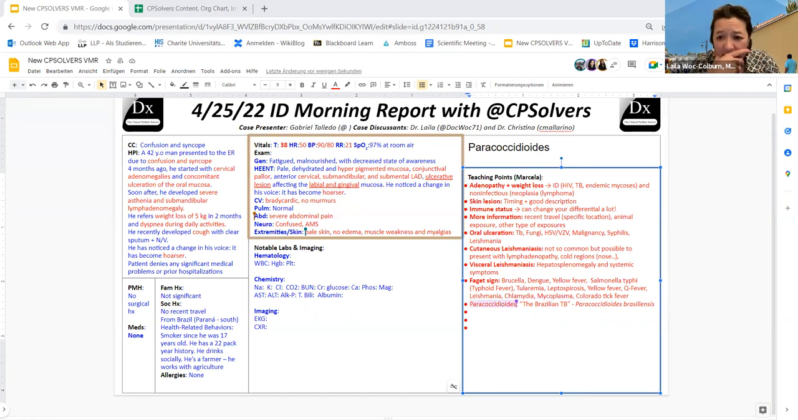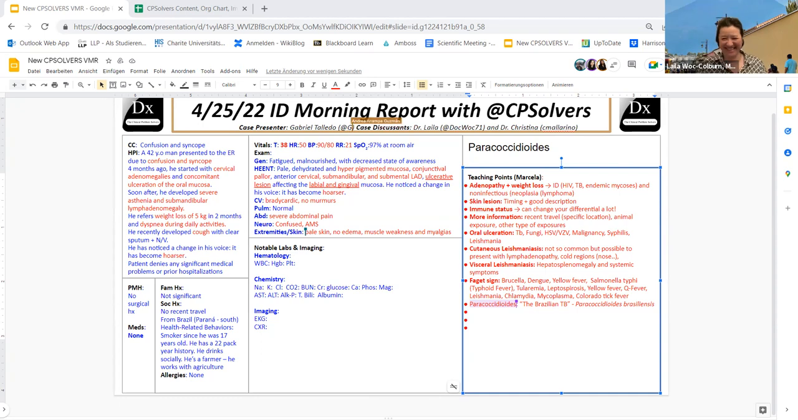But the HIV study will be good because that will change the whole diagnosis. The whole differential, 100%. Yeah.